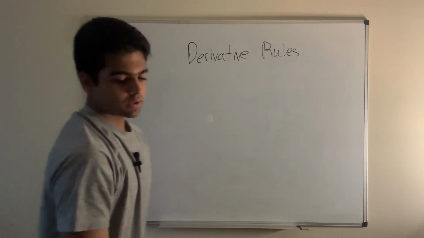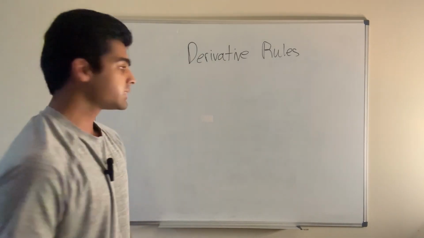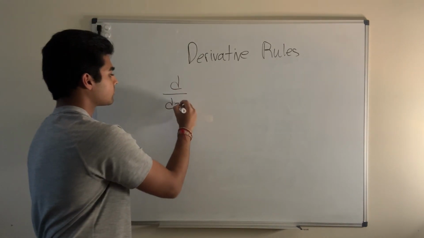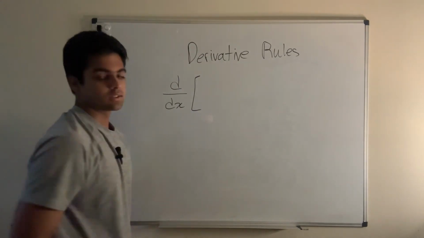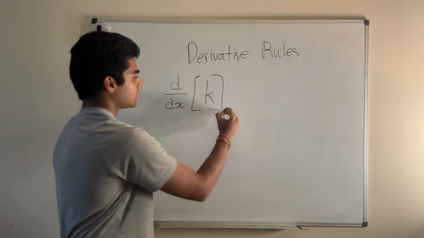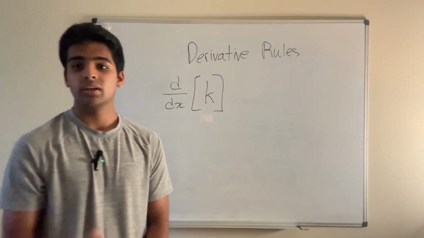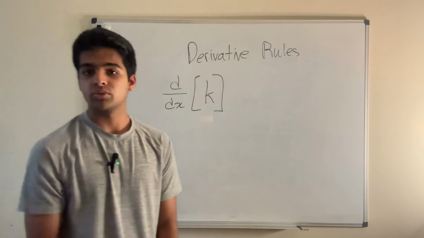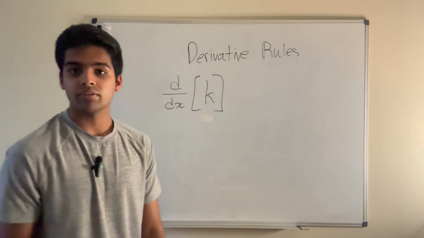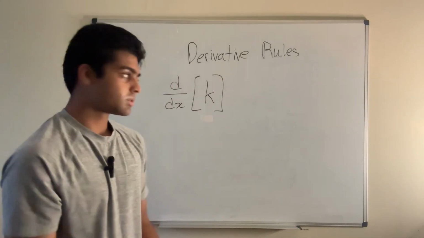The first property is called the constant property. It says if we have the derivative of a constant, we'll say k, and k is just any number, like 1, 2, 3, fractions, or decimals like 0.5, 1/2, anything, as long as it doesn't have a variable, then the derivative of a constant is just going to be 0.